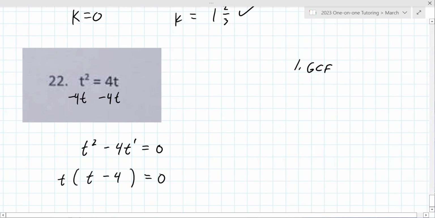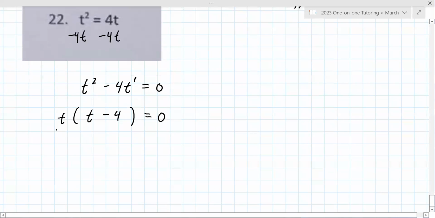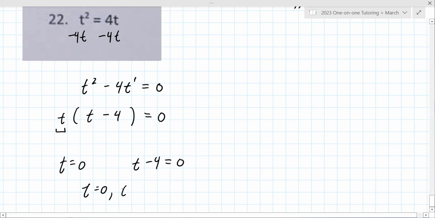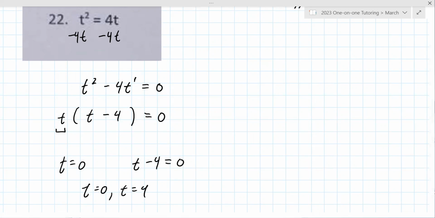All right. And the nice thing here is that you can set each of these equal to 0. And once you do that, one of them is already solved. You literally set this t equal to 0. Well, that's one of your solutions. Then you set the other one equal to 0. Same thing. So t equals 0 and t equals 4. Awesome.